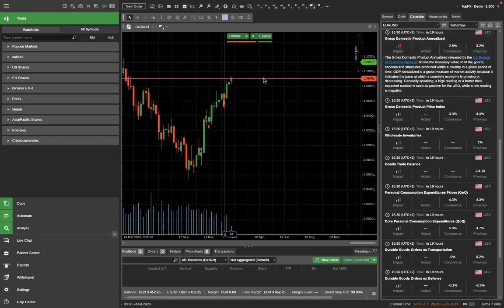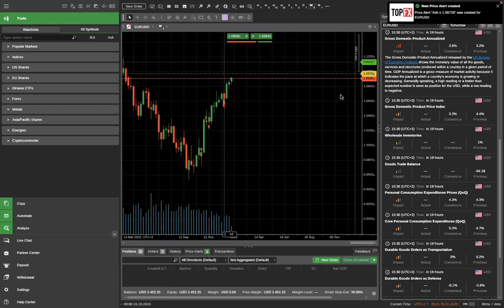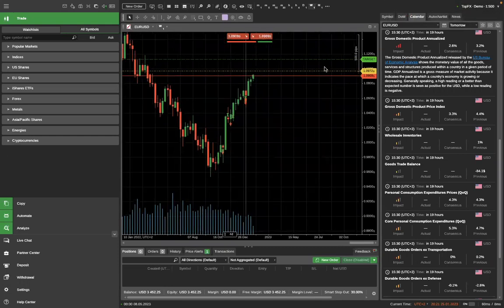So how do you do this? The easiest way is to click on the screen, somewhere in the chart area, and then you have predefined levels for the price alert: for bid bigger than 1.0972 or for ask bigger than 1.0972. So if you click, for example, here for the ask, because this is for some reason a very important level for you, then it's being placed.